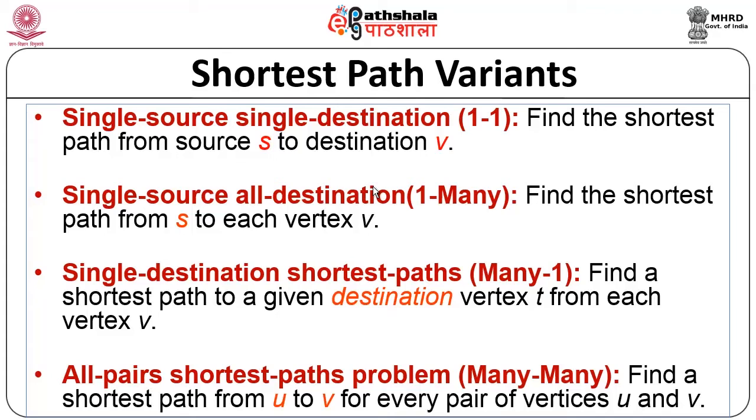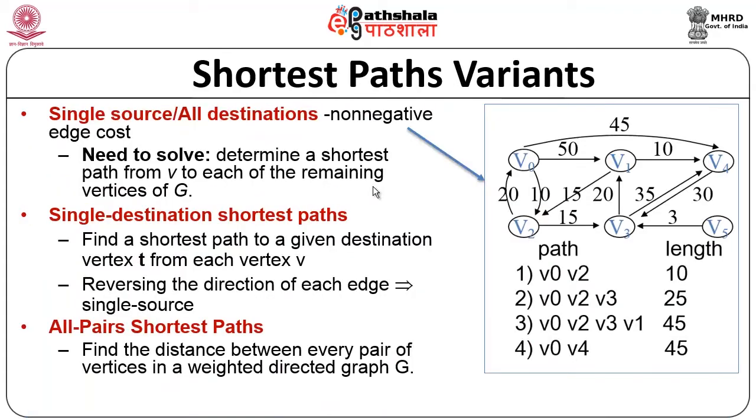Then you have the all pair shortest paths problem, which is many to many: find the shortest path from u to v for every pair of vertices u and v in the graph. So, these are the 4 problems that you have with shortest path. The single source single destination problem and the single destination shortest path problem are sort of connected together; they are the opposite of each other.